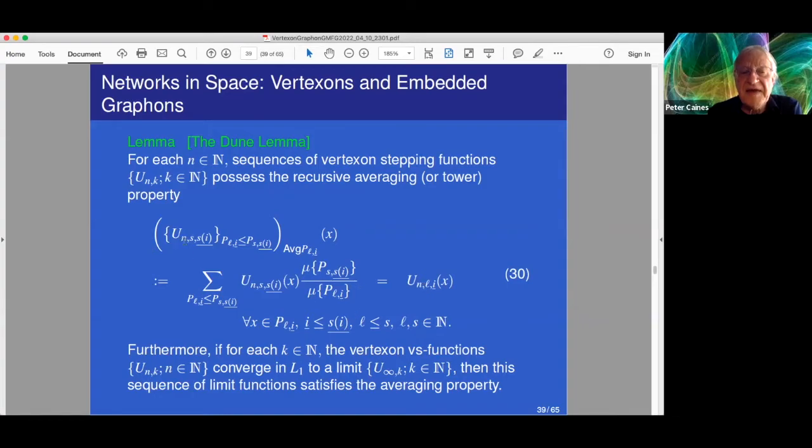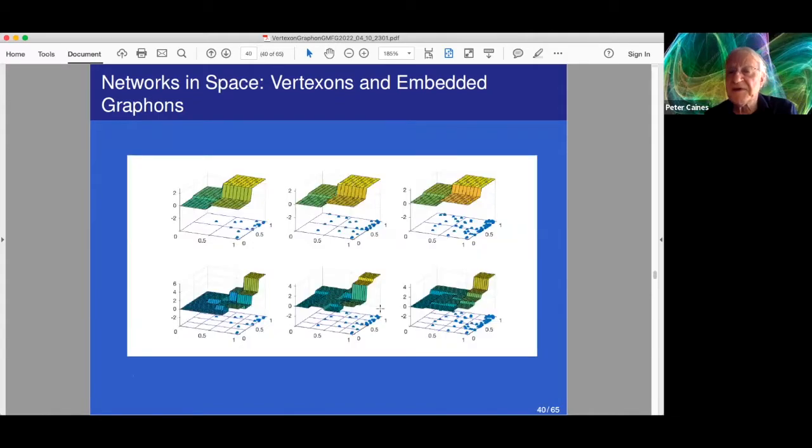What's more, if these functions are converging in L1 to a limit u infinity as the sequence goes on, then this averaging property holds for the infinite vertices limit. Right. So here's the picture, with picture credits and gratitude to Xuan Gao. I've had many cheerful disputations about this subject.